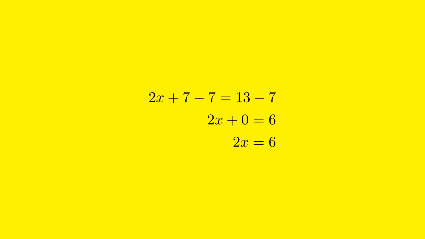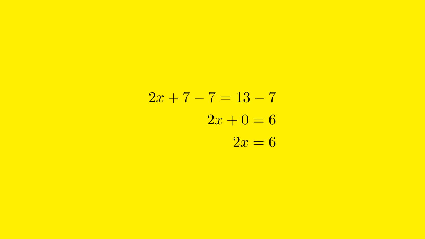Subtraction is the opposite or inverse operation of addition. By performing the same operation on both sides of the equation, we keep the equation balanced. So we start with 2x plus 7 minus 7 equals 13 minus 7. The reason we subtract 7 from both sides is to cancel out the plus 7 on the left side.